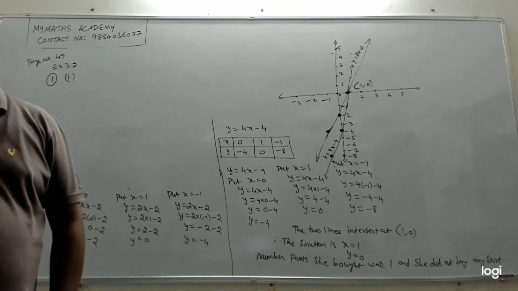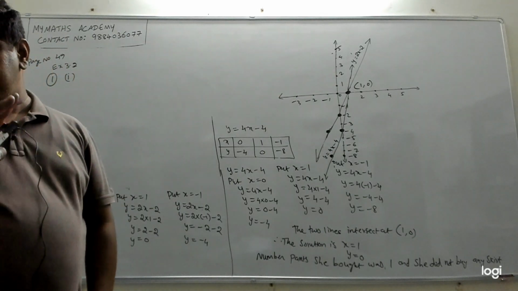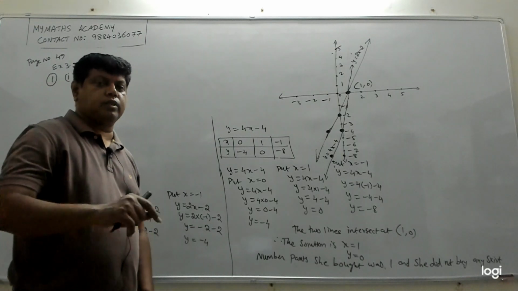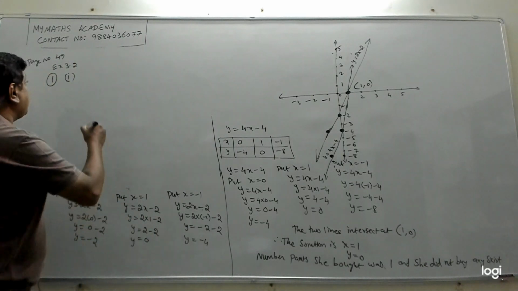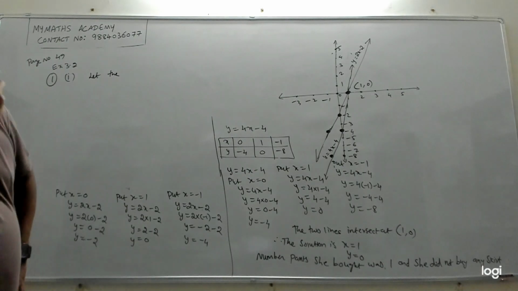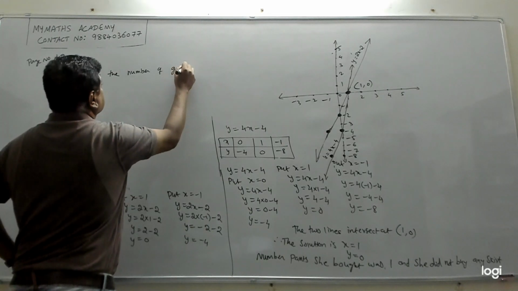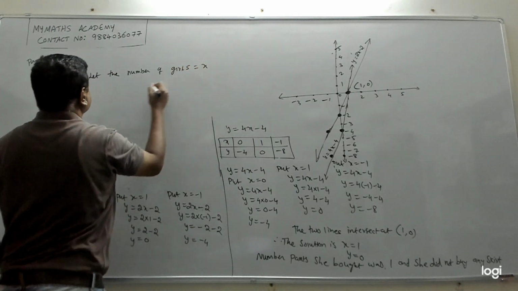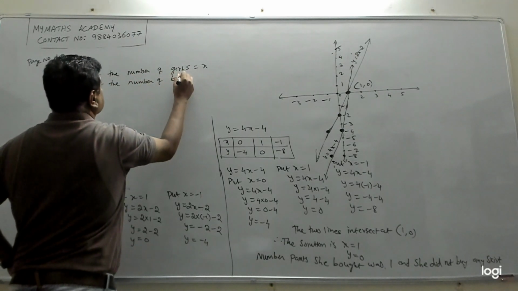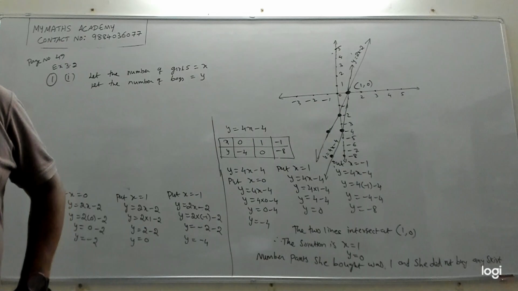So 10 students are participating in the mathematics quiz. In that, the number of girls is 4 more than the number of boys. Now we need to find how many boys and how many girls participated in the quiz. We don't know the number of boys and the number of girls, so we should say, let the number of girls equal x, and let the number of boys equal y. So I am taking the number of girls as x and the number of boys as y.